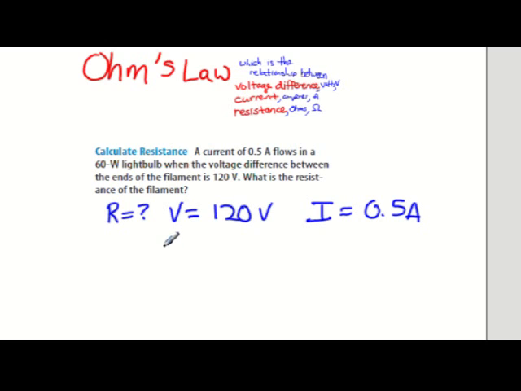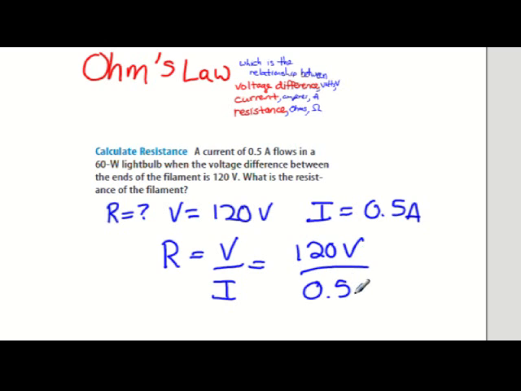We would need the equation R equals the voltage divided by the current. Plug in our values, 120 volts divided by 0.5 of an amp, and we find that's 240 ohms.